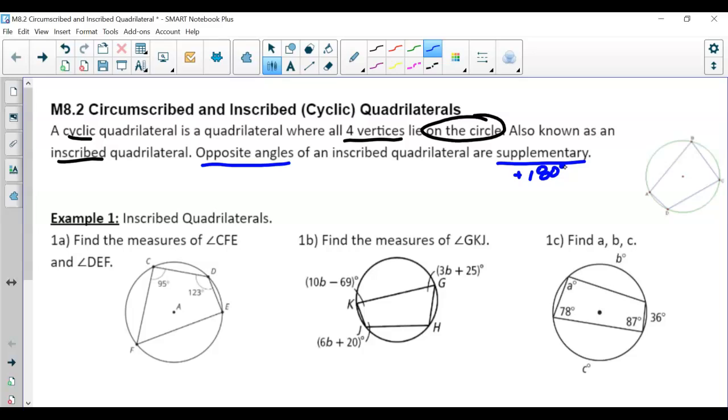And that is only when you have the inscribed. So again, the opposite angles add up to 180. Like here, for example, if this angle is 100 degrees, then this angle is 80 degrees.